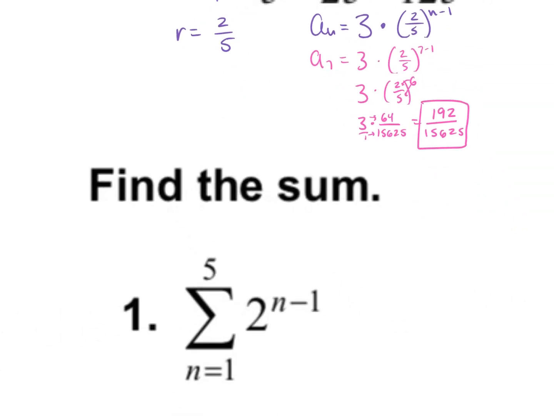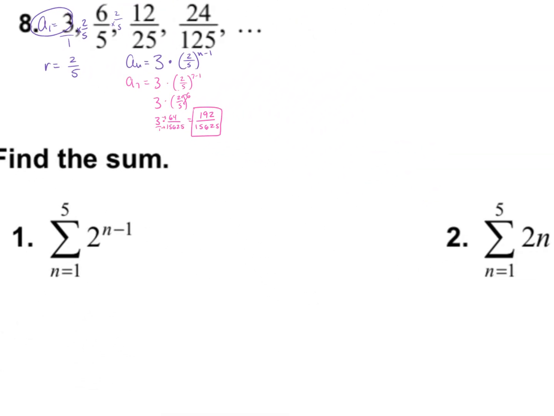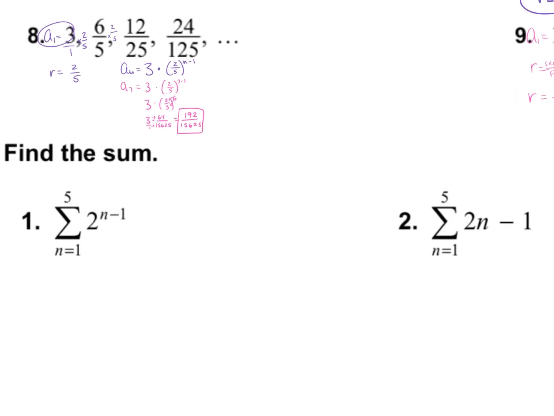For the last two, we have to find the sum. So we have our two summations here. These two are different. One of them is geometric and the other one is arithmetic. Just by looking at the equations, so the equation part here, which one do you think is arithmetic? The second one. Why? I just know because geometric is still power.